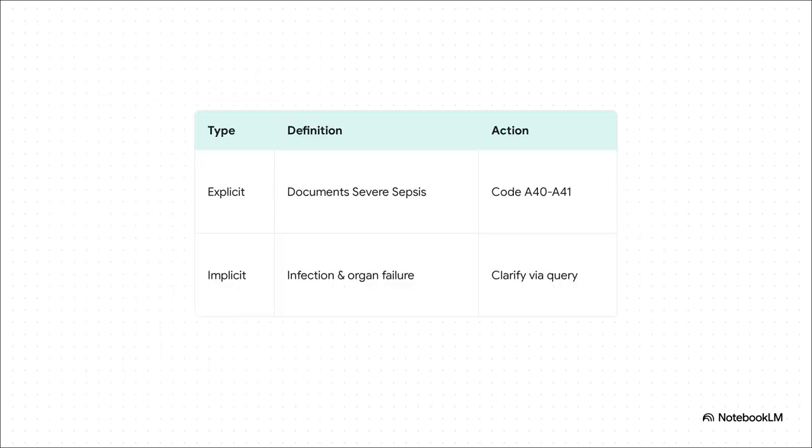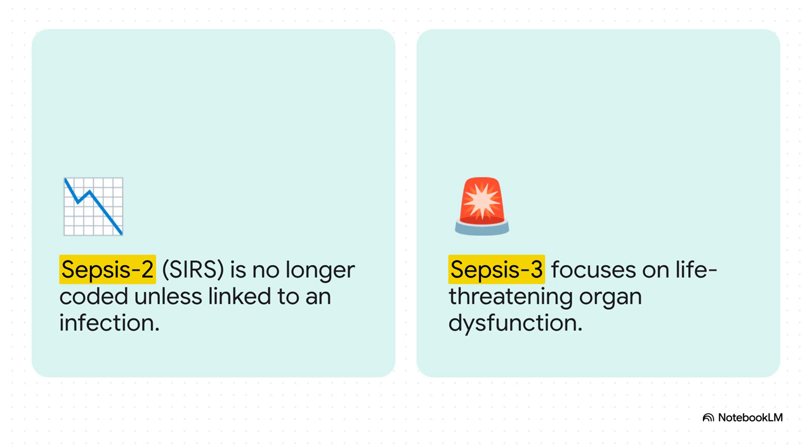But to achieve that specificity compliantly, you have got to strictly distinguish between explicit and implicit documentation. Explicit is exactly what it sounds like. The physician writes the actual words, severe sepsis or septic shock. We can code that all day. But implicit scenarios, that's where the provider documents an infection, like pneumonia, and an organ dysfunction, like acute kidney injury, but they never actually write the word sepsis. You cannot assume it. Actually, you know what? Let me rephrase that. You absolutely must send a multiple-choice CDI query to the physician before you can legally code it as sepsis. A huge part of framing that query correctly is understanding the shift in clinical criteria.